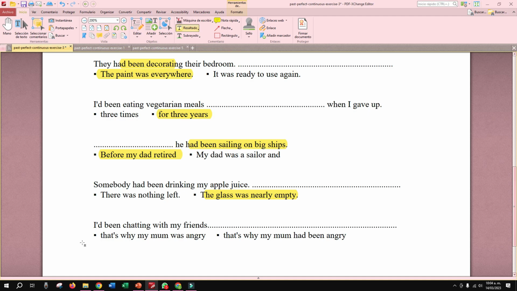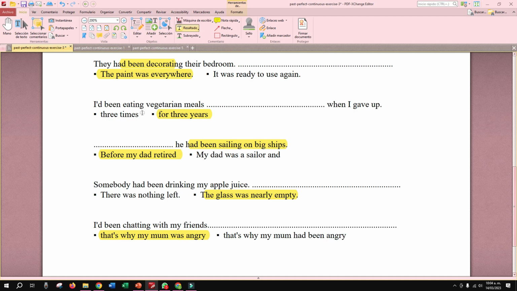You have two options there. That's why my mom was angry, or I have been chatting with my friends. That's why my mom had been angry. So in this case, we need to use this one, right? I've been chatting with my friends. That's an event. That's why my mom was angry, right? So that is the other event, right?